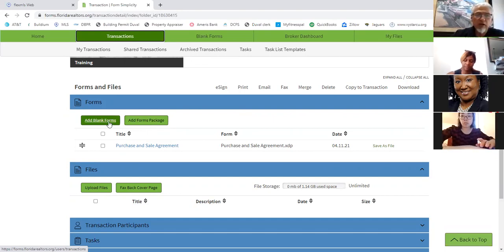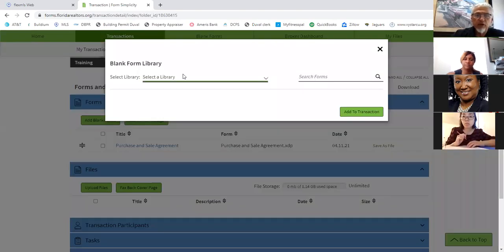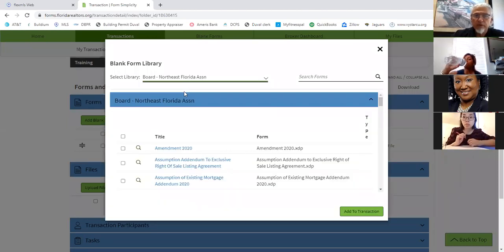The second way is to actually find the forms. And you can do that by going here, and we're working on the NEFAR forms. So we're going to go to Northeast Florida. Let's see who we got out there. Admit all.